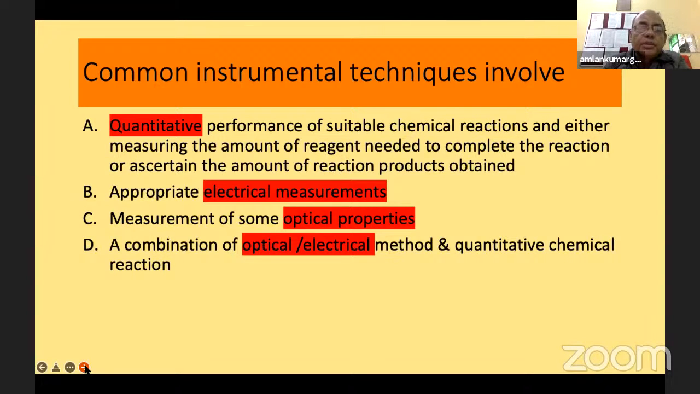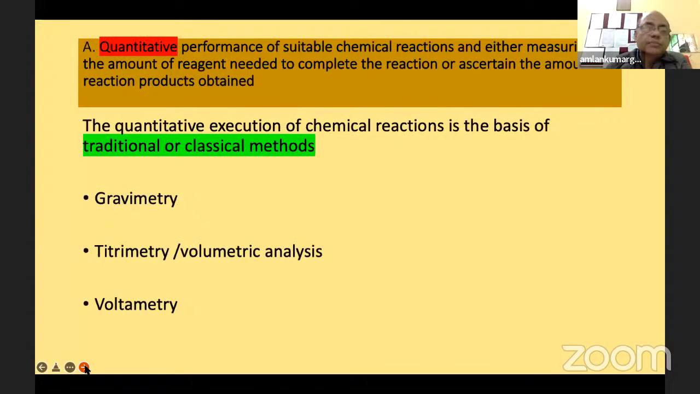In quantitative analysis, we perform a suitable chemical reaction, either measuring the amount of reagent needed to complete the reaction or ascertaining the amount of reaction products obtained. In appropriate electrical measurements, we measure either the current passing through or the voltage. In the optical properties, we measure the intensity of radiation passing through. So these are some of the things that we measure.